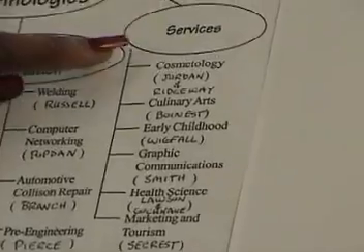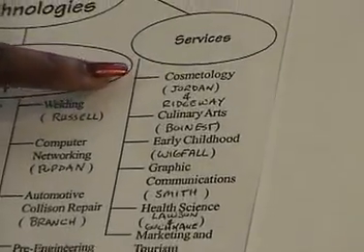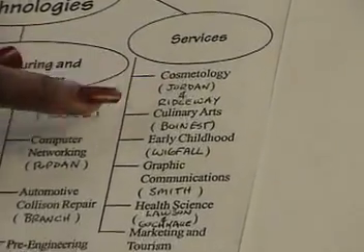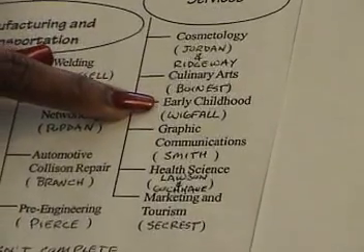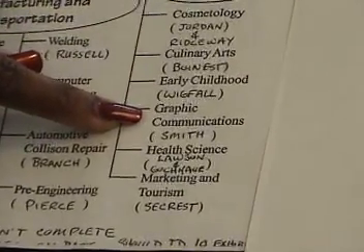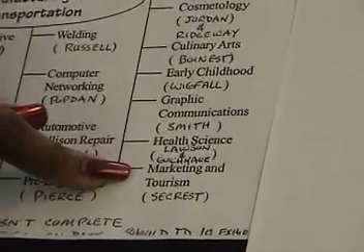The next cluster is the services cluster. This covers cosmetology, culinary arts, early childhood, graphic communications, health science, and marketing and tourism.